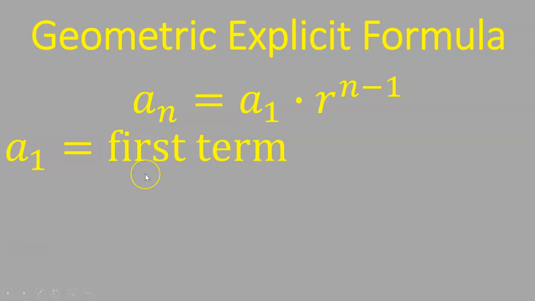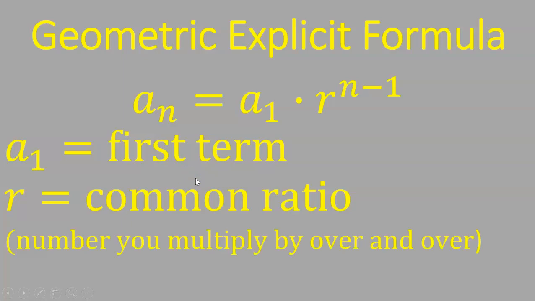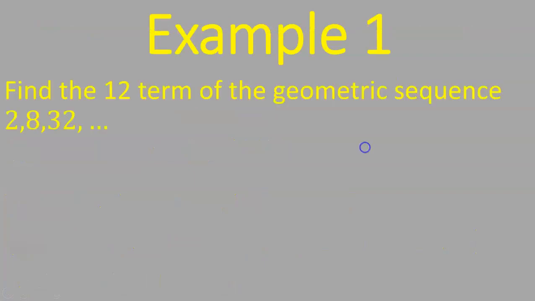A sub 1 is the first term of the sequence. R is the common ratio. Now, common ratio is what you multiply by over and over. So if it's a geometric sequence, it is built by multiplying over and over. And then n is just a counter. Okay, so let's look at some examples.